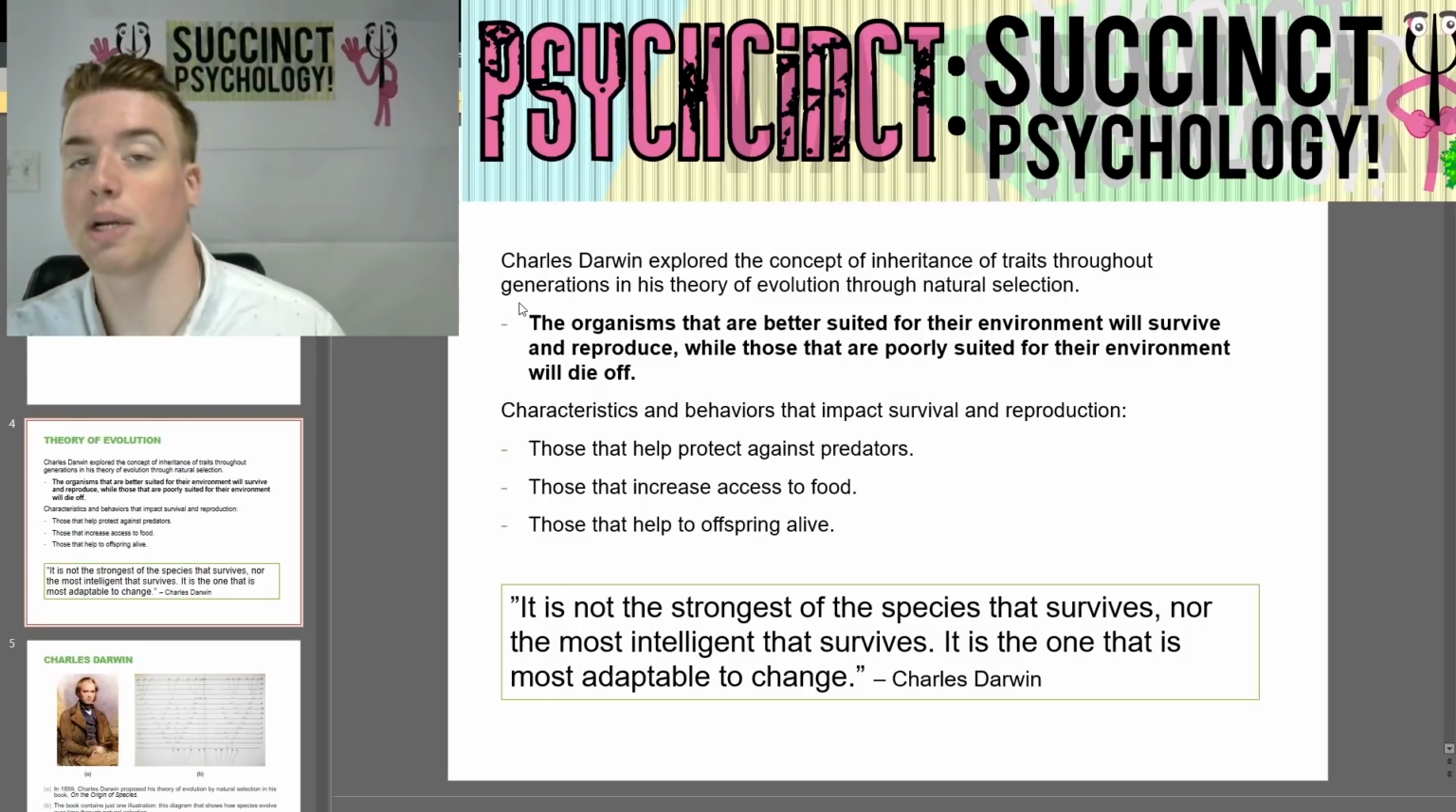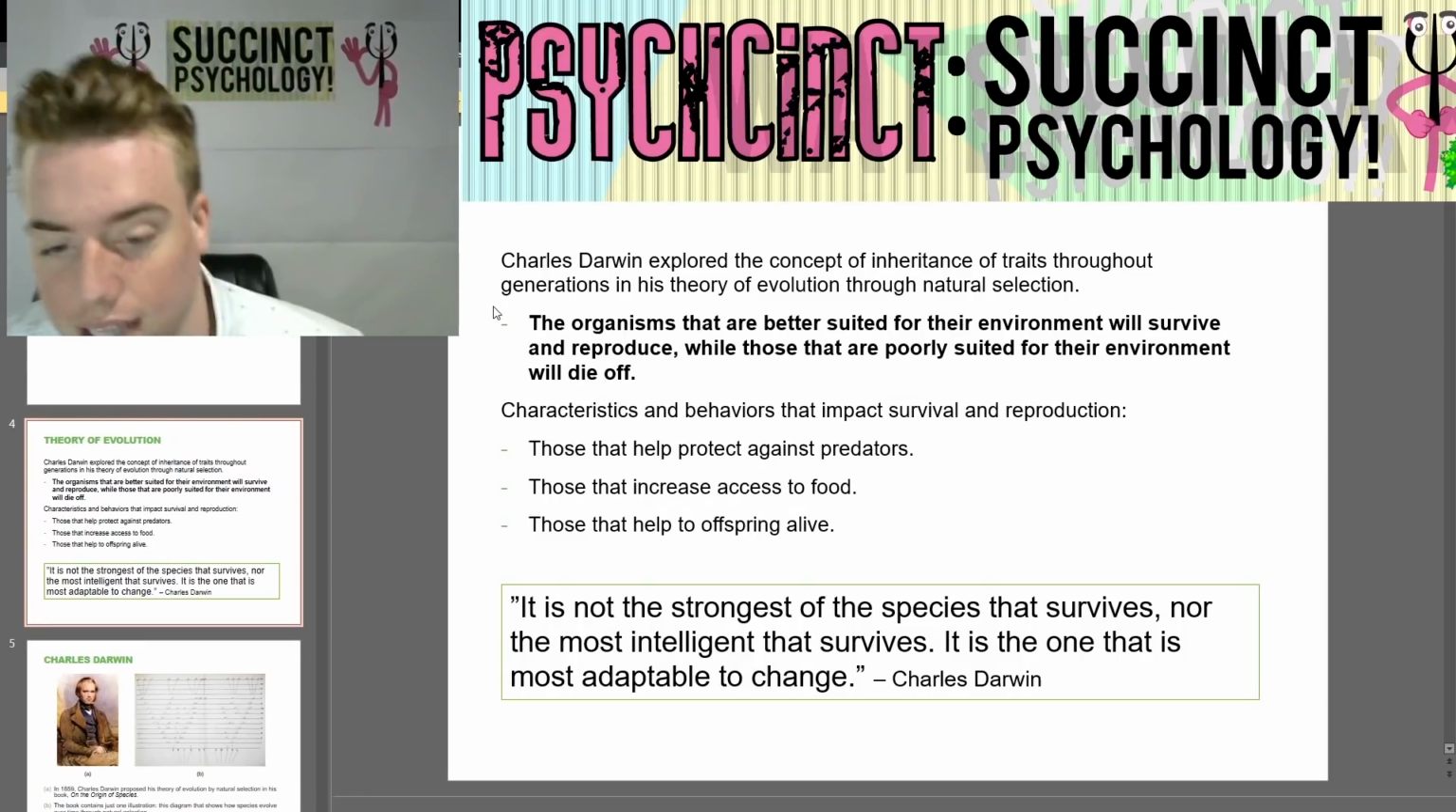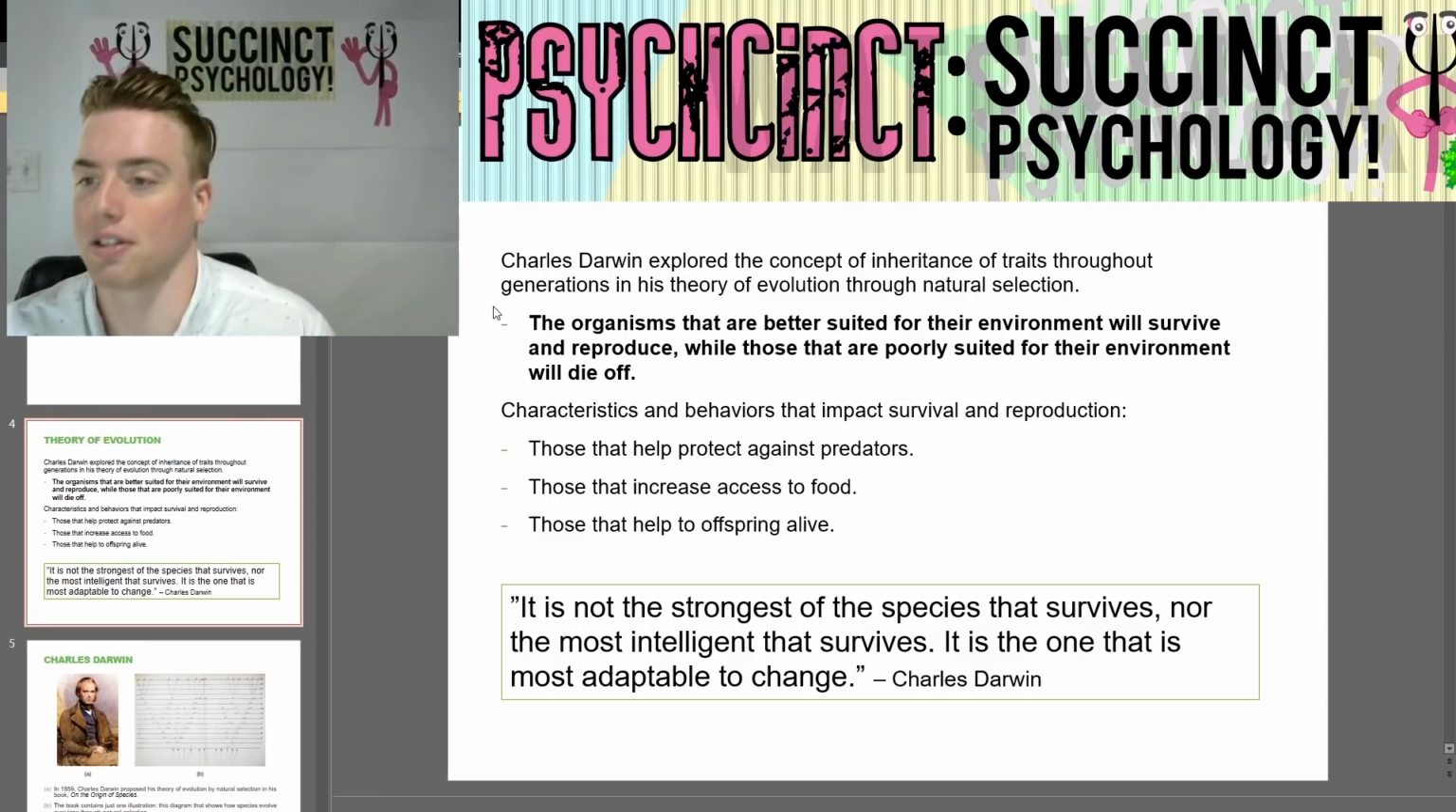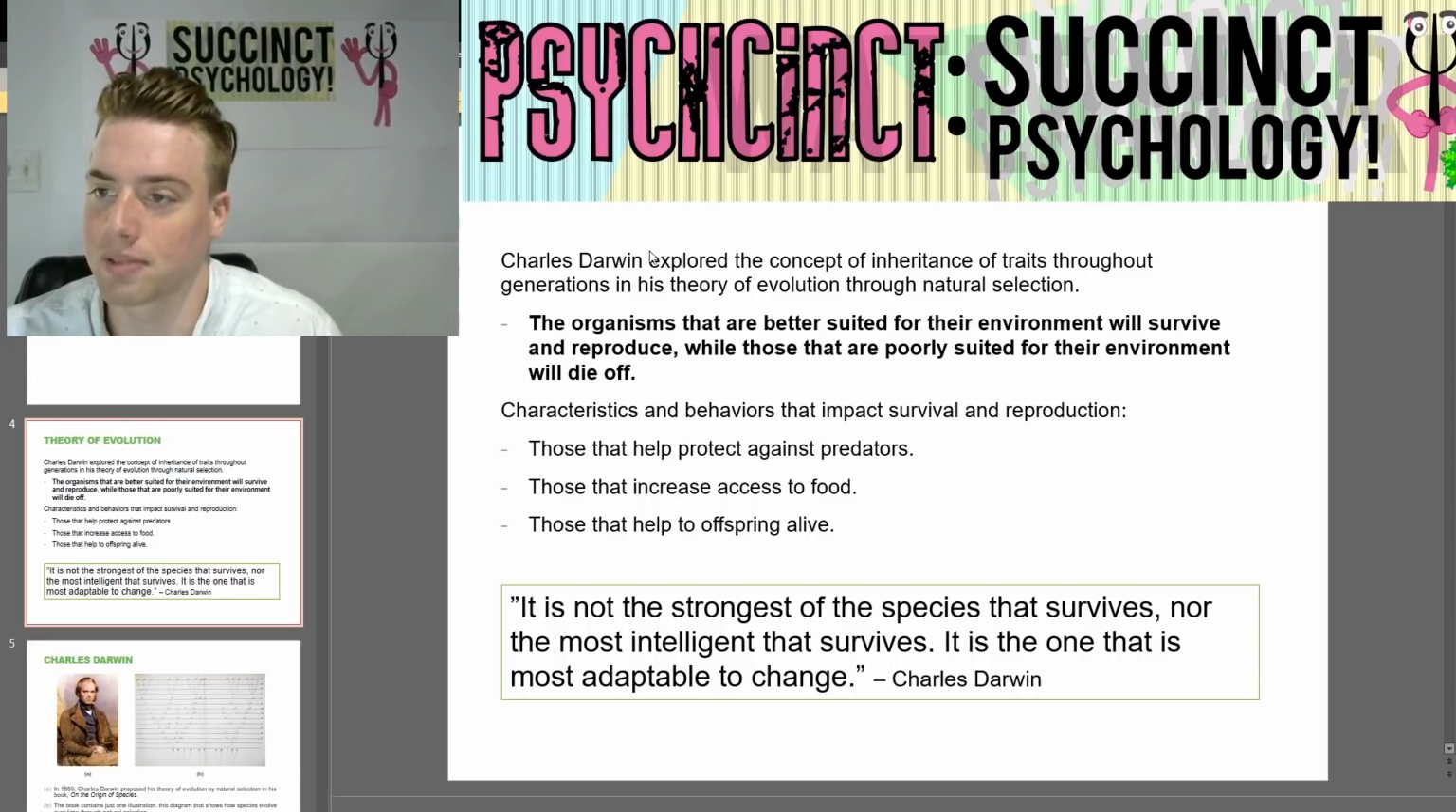Continuing on, we have the theory of evolution, which I'm sure you guys have heard about and read about in your high school science courses. Charles Darwin explored the concept of inheritance of traits throughout generations in his theory of evolution through natural selection. The organisms that are better suited for their environment will survive and reproduce, while those that are poorly suited for their environment will die off. So that's his theory there.